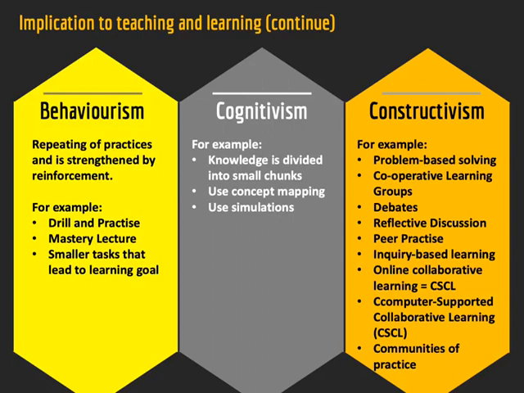Other examples of the implication to teaching and learning for cognitivism are knowledge divided into small chunks, chunking, using concept mapping, and also using simulations, whereas other examples for constructivism are problem-based solving, cooperative learning groups, debates, reflective discussion, peer practice or peer interaction, inquiry-based learning, online collaborative learning, or what we normally call CSCL, computer supported collaborative learning, or even communities of practice.